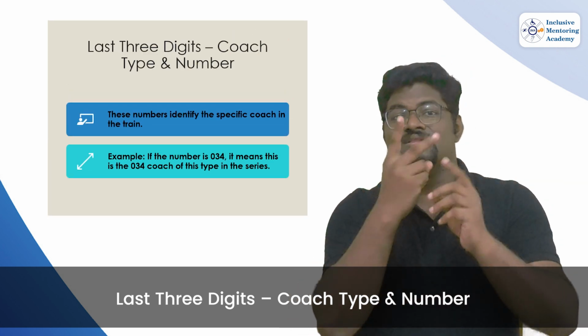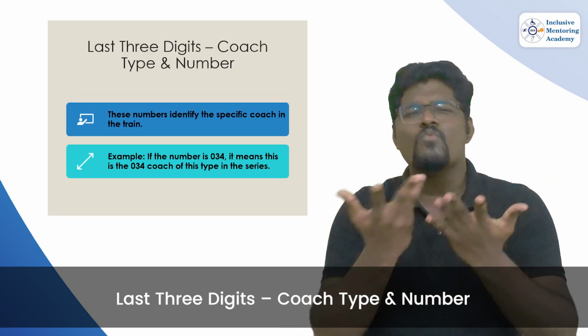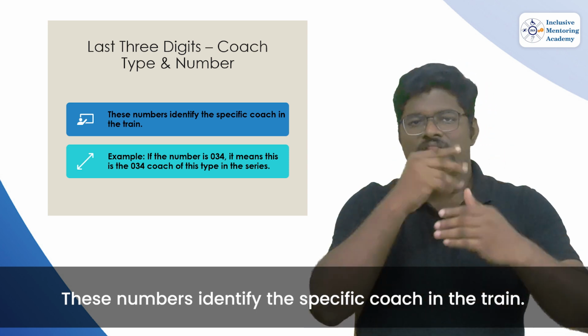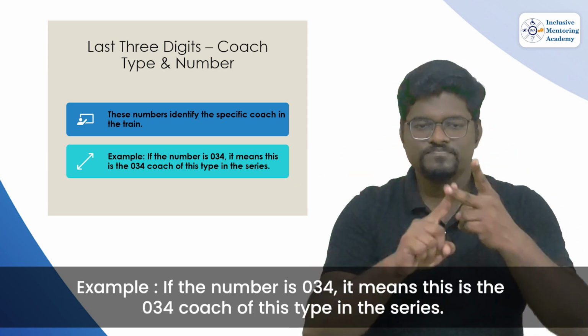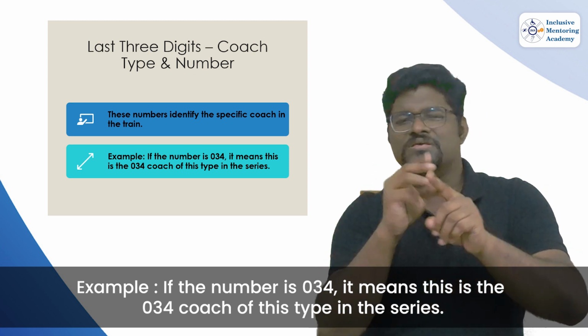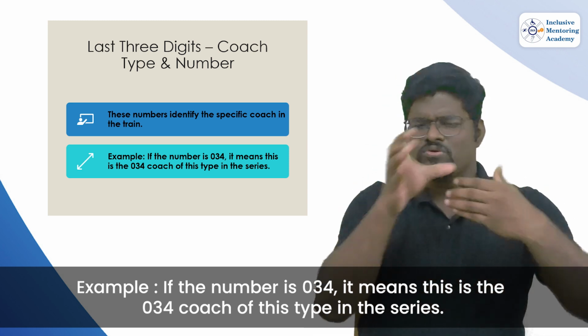Last 3 digits, coach type and number. These numbers identify the specific coach in the train. Example, if the number is 034, it means this is the 034 coach of this type in the series.